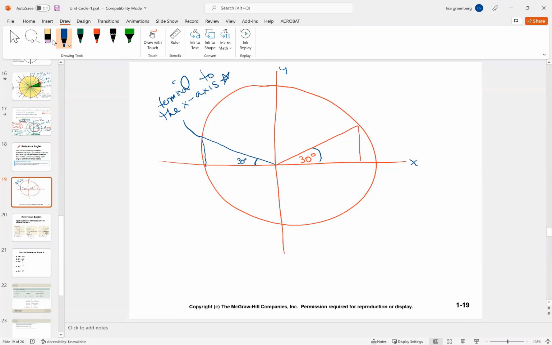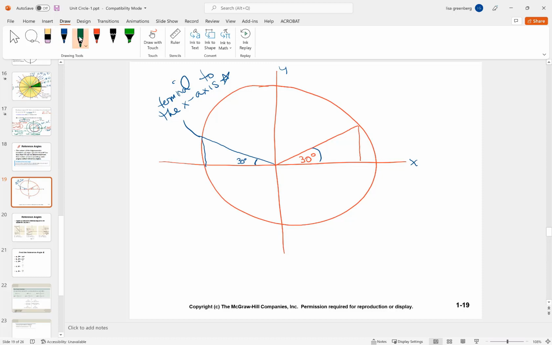If I actually use this angle to the y-axis, well, that's no longer 30 degrees, and I have a completely different triangle. So I can't use that. I have to use the one to the x-axis. I'm flipping these triangles over the x and y-axis.